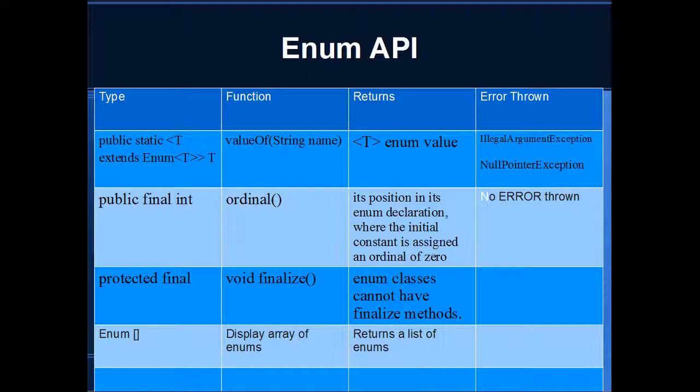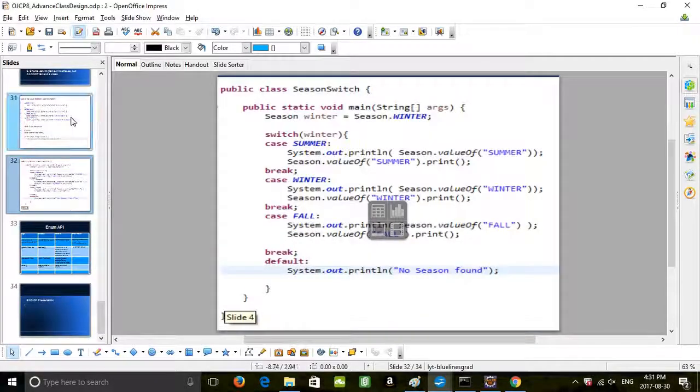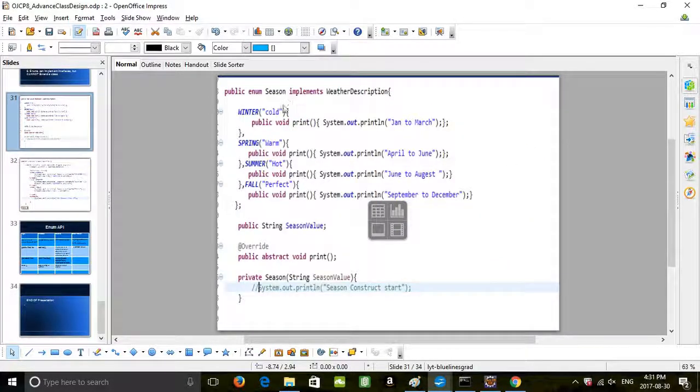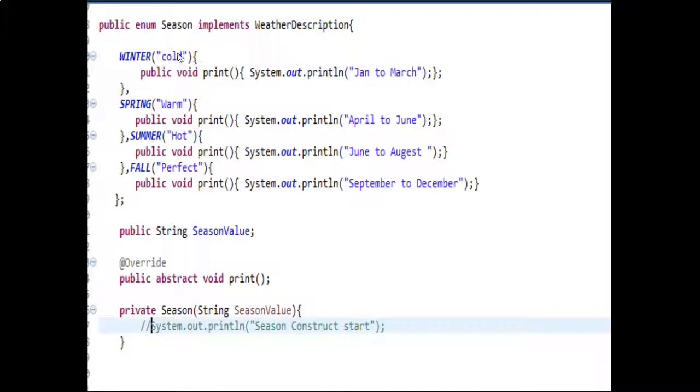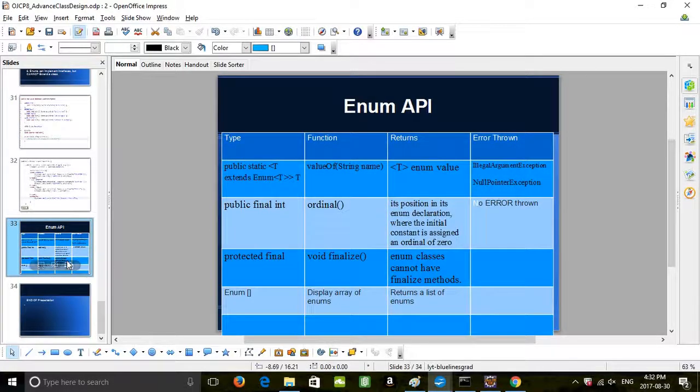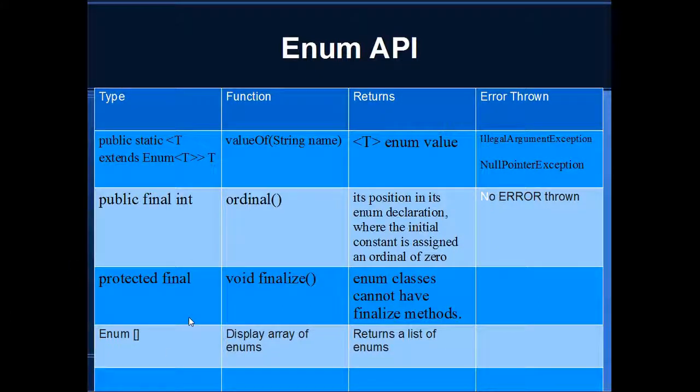Now, public final int ordinal. It returns the position, starting from 0, where the enum type is. So if you go back here, if the enum type is at 1, it'll be spring. If the enum type is 0, it'll be winter. And if the ordinal is at summer, it'll be 2. It's like an array.